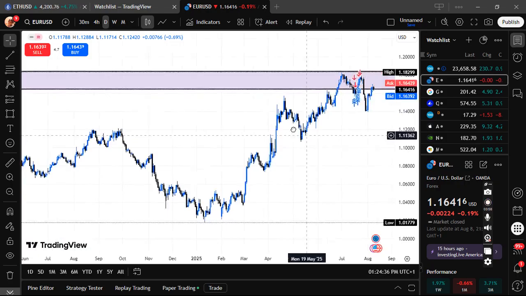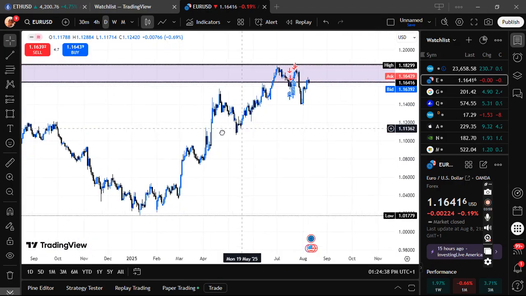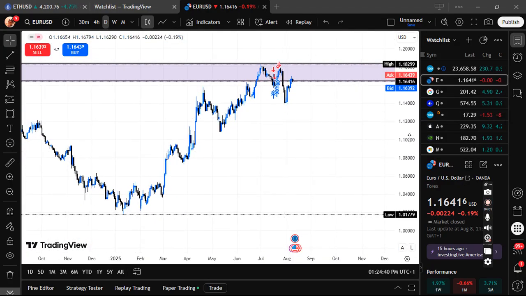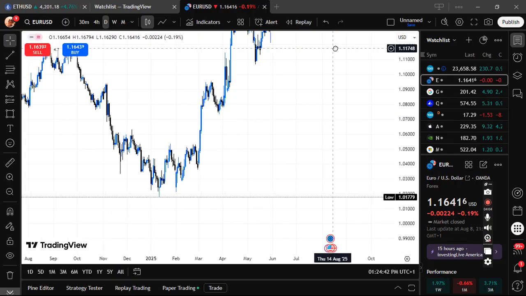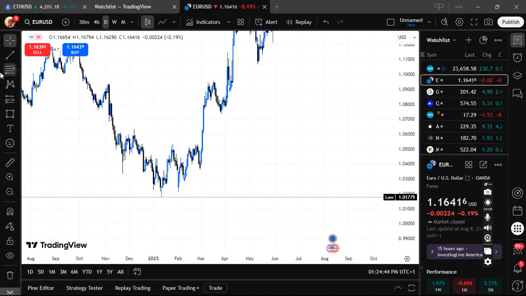Looking at this daily time frame right now, we all see that this was the last break of structure. This was the last break of structure.